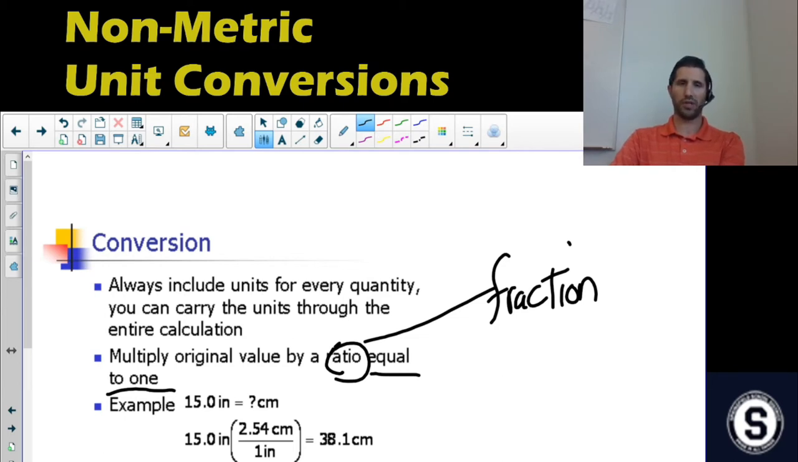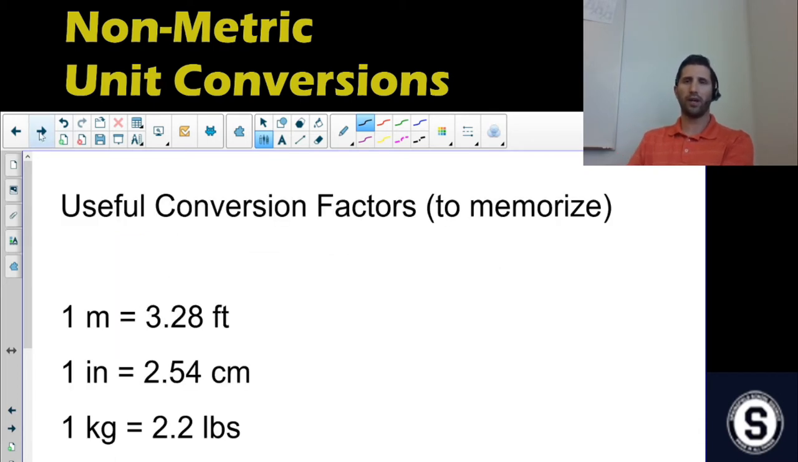So we're going to work through some examples like this in a moment, but before we do, I'd like you to write down these useful conversion factors and work on committing these to memory. It's going to be helpful for us to know these. So the first one is that 1 meter is 3.28 feet. And if you remember, we talked about before, a meter is about the length of your leg. So it's a little bit more than a yard. Okay, so 3.28 feet.